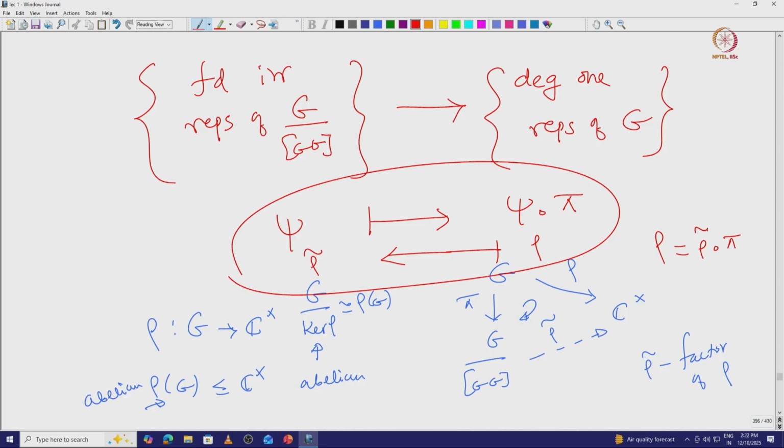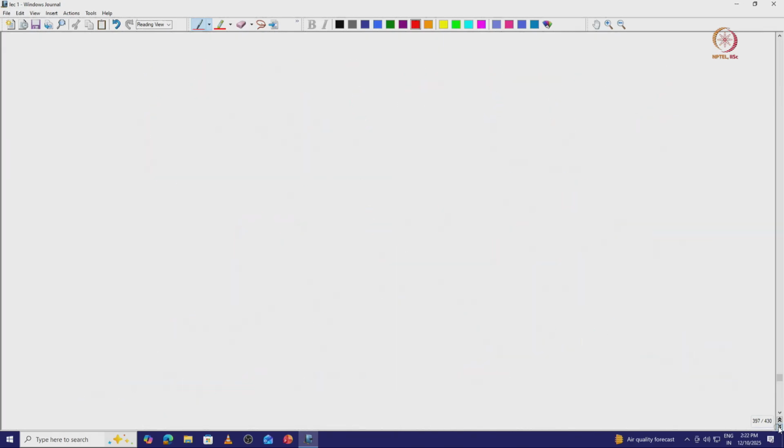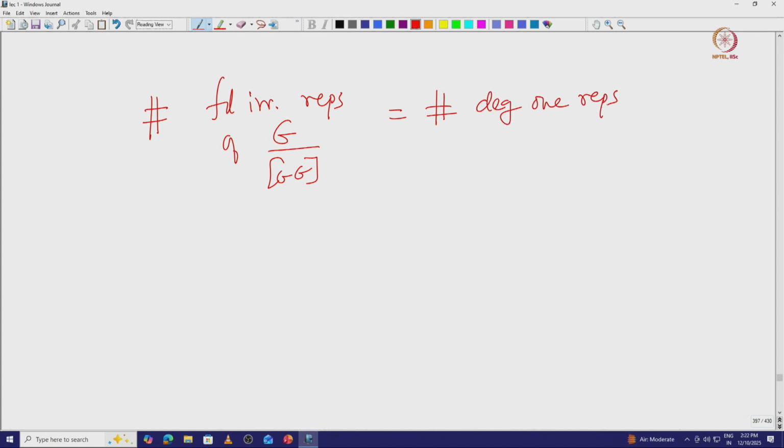That tells you how to go from a finite dimensional irreducible representation of this quotient G modulo bracket GG to a degree 1 representation of G. It is a very easy thing to check that this correspondence is a one-to-one correspondence. So, we get a bijective map from one set to another set. Now, like I said, the number of finite dimensional irreducible representations of G modulo bracket GG, which is what we are interested in, is exactly equal to the number of degree 1 representations of G.